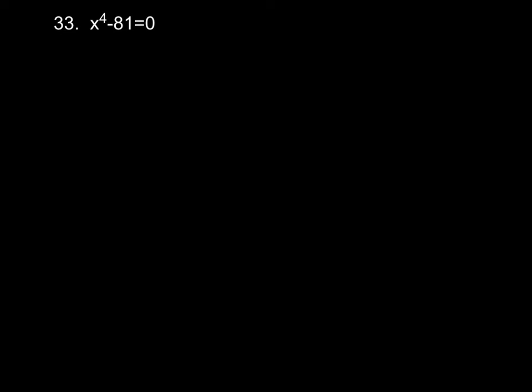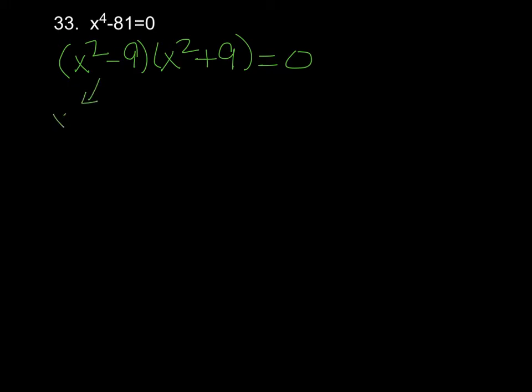See that that's the difference of two perfect squares, so we're going to factor. So we're going to get x squared minus 9 and x squared plus 9. And we set that equal to 0. All right, now we see on the left here, we still can break that down further. So we're going to break that down to x plus 3, and then we'll also get x minus 3.